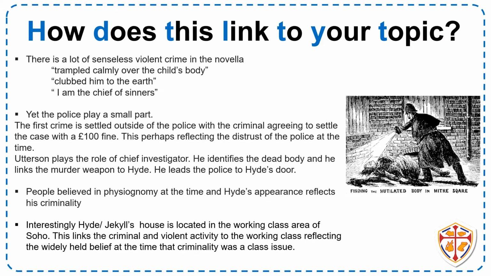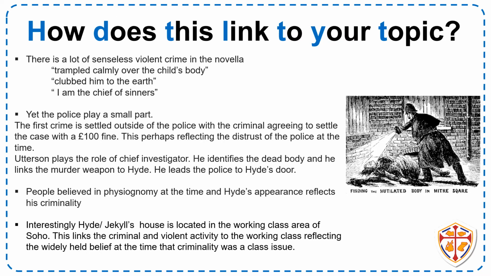Despite this violent crime, which reflects the time, the police actually play a small part. The first crime is settled outside of the police, with the criminal Hyde agreeing to settle the case with a £100 fine, which perhaps reflects the distrust of police in that era. Utterson really plays the role of chief investigator. He identifies the dead body and he links the murder weapon to Hyde. He literally leads the police to Hyde's door.